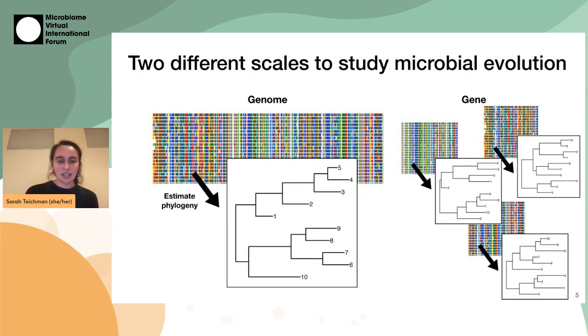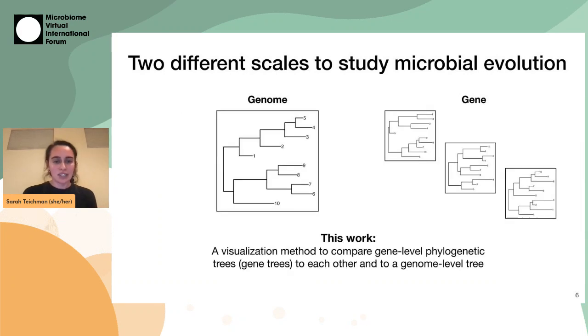So this motivates this work, which is a visualization method to compare gene-level phylogenetic trees, which we'll call gene trees, to each other and to a genome-level tree, trying to look for patterns within these trees and reconcile these two different scales with which we might want to estimate evolutionary histories.